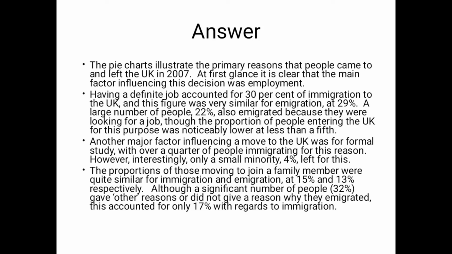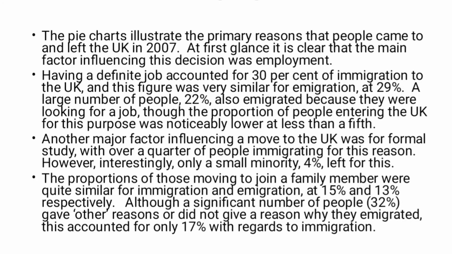Now let's see another major factor influencing the move to the UK, formal study. Okay, that we have already discussed. The proportions of those moving to join family members were quite similar in immigration and emigration, 15 and 13. So those who are accompanying the job seekers, or those who are going for a job, maybe a wife or mother or sister go along with them. Although a significant number of people, 32 percent, gave other reasons and did not give reasons why they emigrated. So that is also what we see.